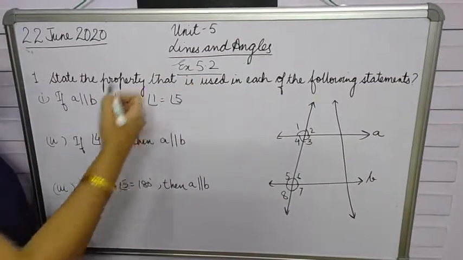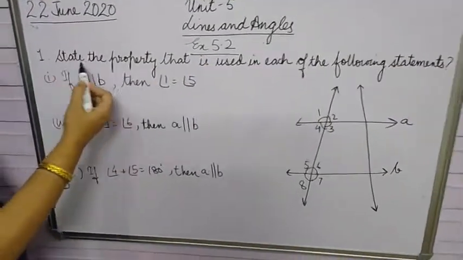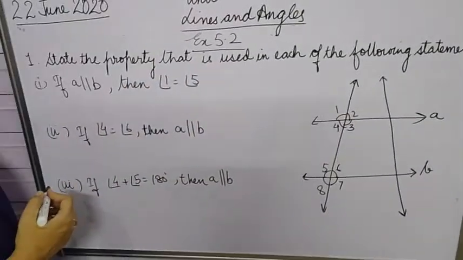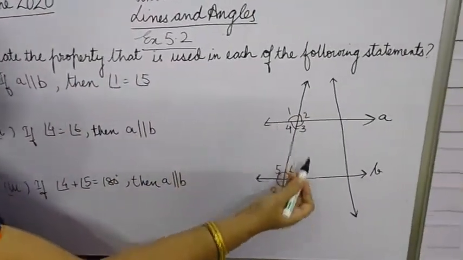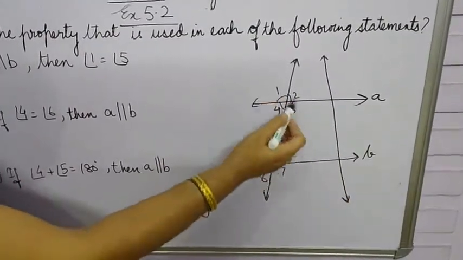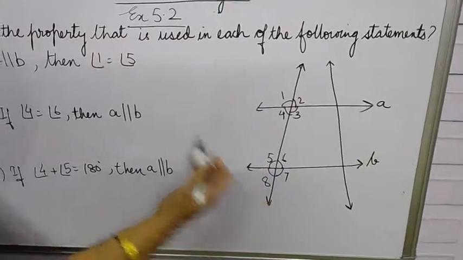Let us come to exercise 5.2 now. First question is, state the property that is used in each of the following statements. Here we can see there are two lines A and B and they are cut by two transversals. We have been shown angle 1 to 8.